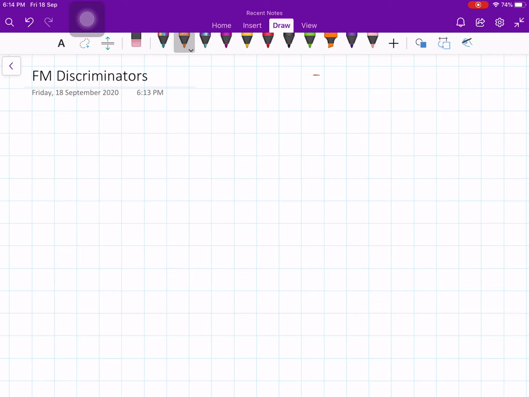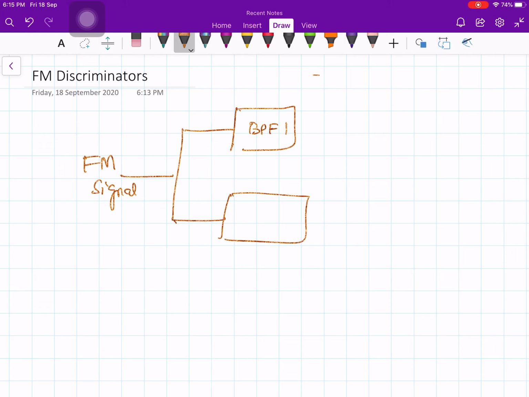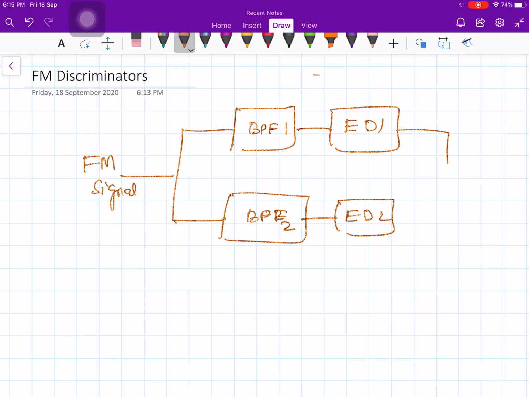In the last lecture, we talked about the realization of differentiator, and in this lecture, let us talk about FM discriminators. So we said you have an FM signal, and this FM signal is given to two band pass filters, band pass filter 1, and the same signal is given to band pass filter 2 also. This one is given to envelope detector 1, then this one is given to envelope detector 2, and you take the output like this.